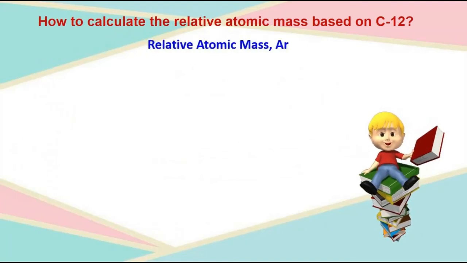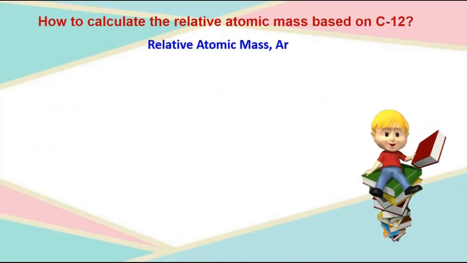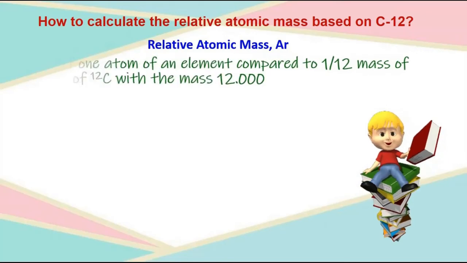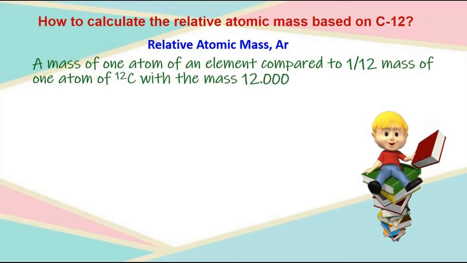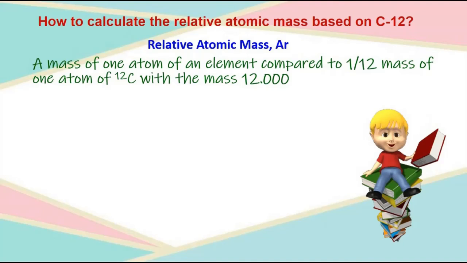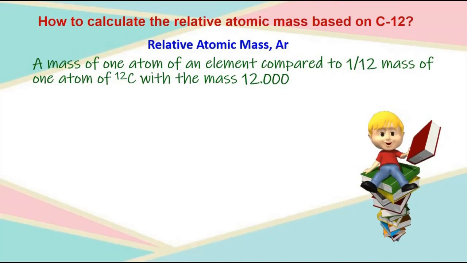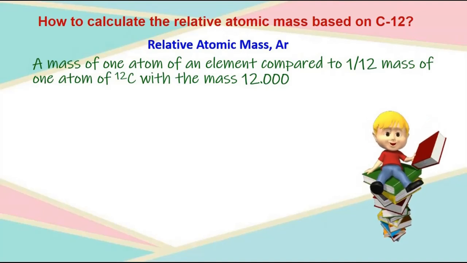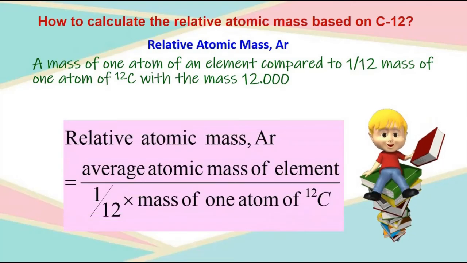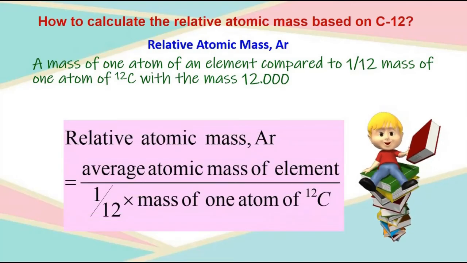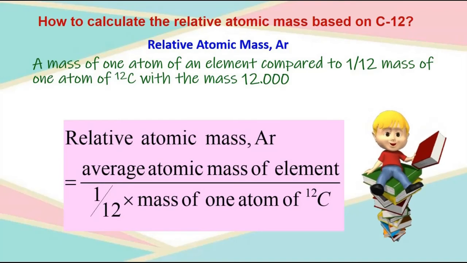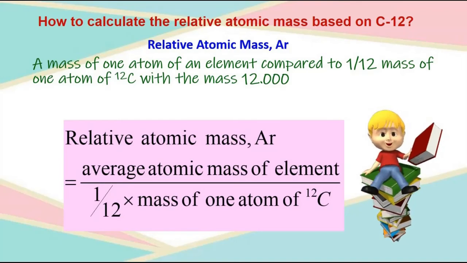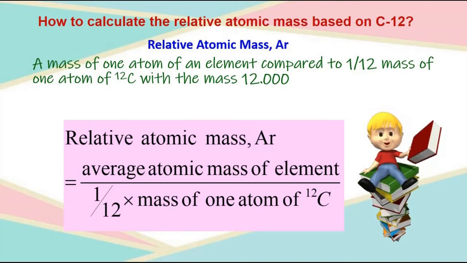Relative atomic mass. What is relative atomic mass? Relative atomic mass can be defined as the mass of one atom of an element compared to 1/12 the mass of one atom of carbon 12 with the mass of 12.000. The formula for relative atomic mass equals the average atomic mass of the element divided by 1/12 times the mass of one atom of carbon 12.